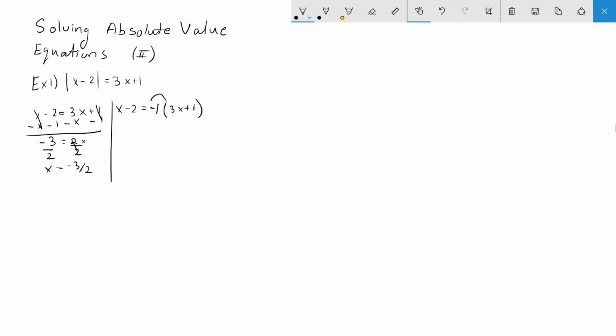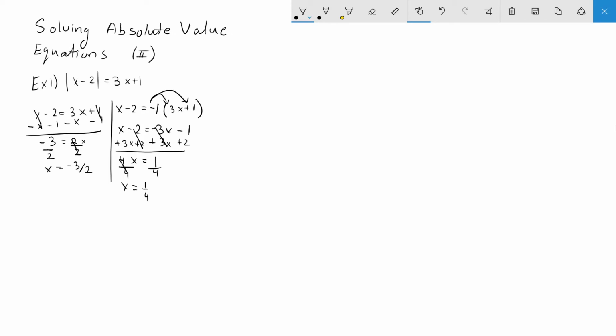So here we have to distribute the negative 1. So we have x minus 2 is equal to 3x with a negative, minus 1, and let's add 3x to both sides, and let's add 2 to both sides. So this cancels out, this cancels out, so we have 4x is equal to 1, divide by 4 on both sides. Therefore x is just simply equal to 1 over 4.